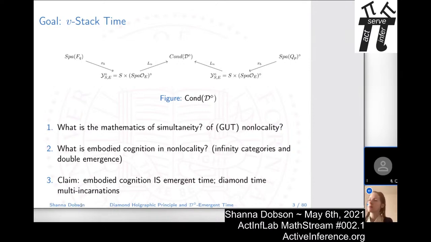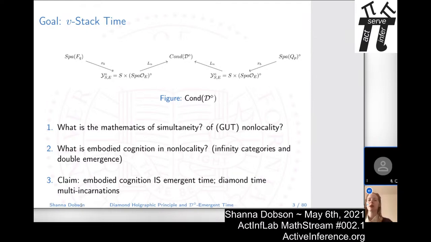So maybe the claim, maybe it's kind of a wild claim, is that embodied cognition is emergent time. Hopefully that's something that I can show throughout these slides. Embodied cognition is emergent time. So again, the basis behind emergent time is: was it always here? I don't know. Was time always here? Who knows? And that's what I'm kind of after.